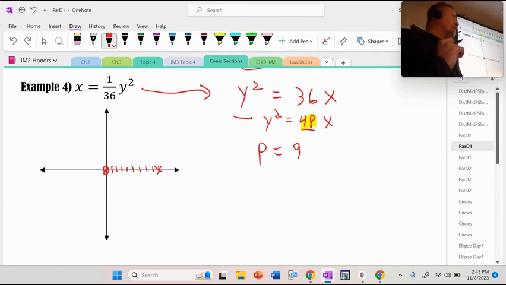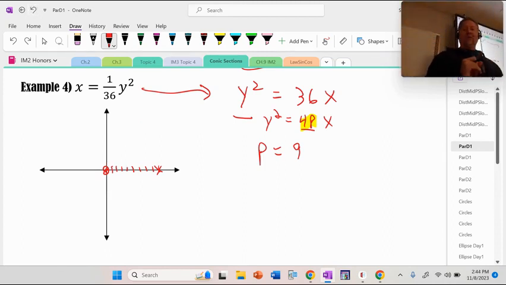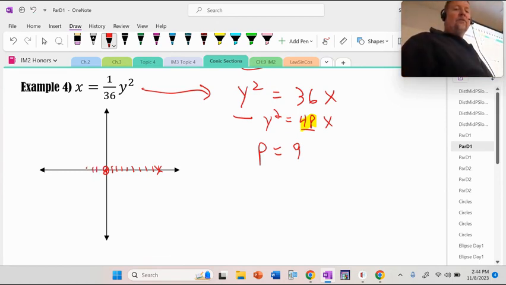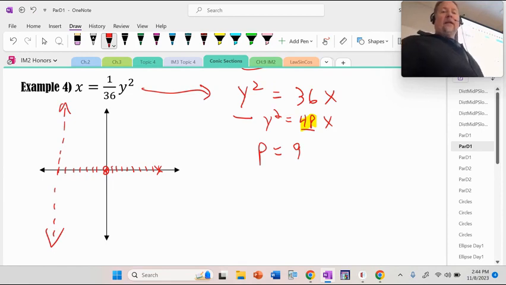And then which way should I go for the directrix? 1, 2, 3, 4, 5, 6, 7. And then draw a dotted line. What kind of line is that? Red, straight, dotted, vertical. Okay, so now I have to do my stuff.